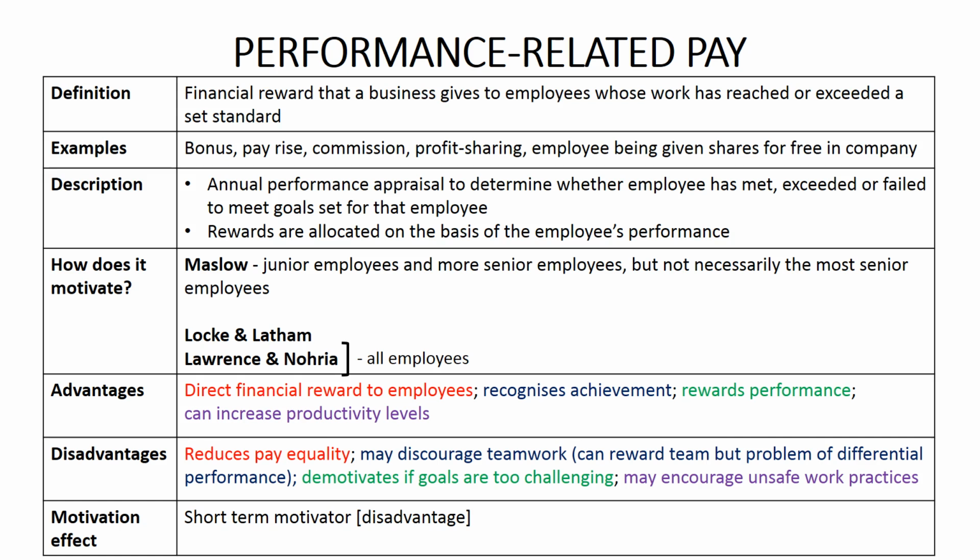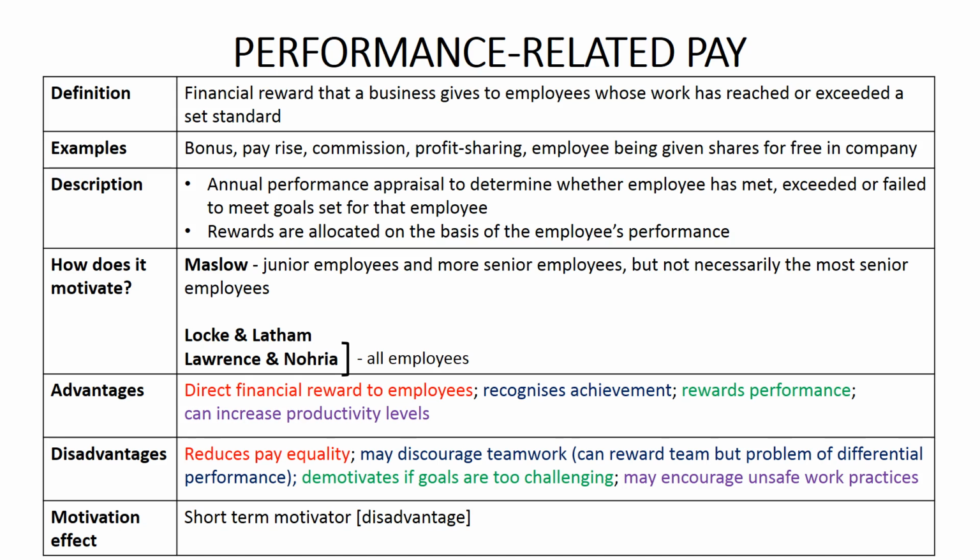As part of this process, an employee's manager will decide whether the employee has met or exceeded or failed to meet the goals that have been set for that employee. The size and type of the financial reward that is given to the employee will be determined by reference to whether the employee has achieved the goals set for them, and if so, whether they've only just achieved those goals or have in fact exceeded those goals. A key thing that you need to be able to do is explain how the three motivation theories that we've looked at support performance-related pay as a motivation strategy.